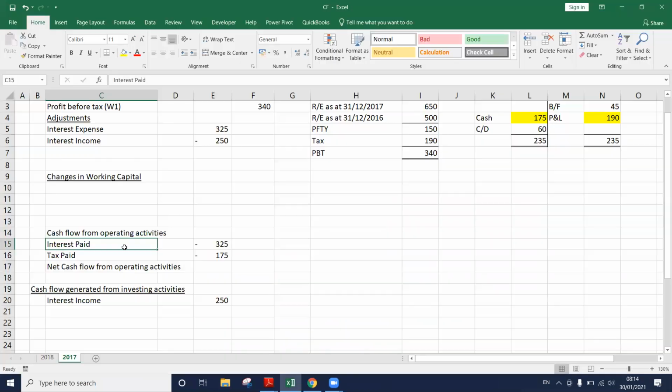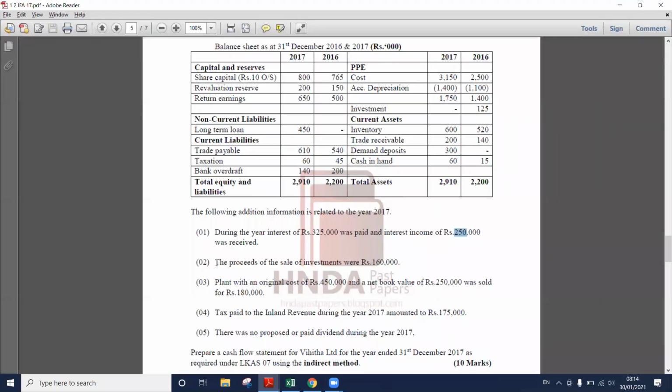Interest expense and interest income, right? Then the second point says the proceeds of the sale of investment were 160. We sold our investment. The proceeds of the sale of investment were 160. See, at the beginning of the year there was an investment of 125, but we have nothing at the end of the year. It means we sold this whole investment for 160. We sold this 125 investment for 160.